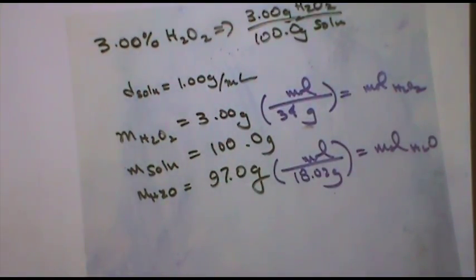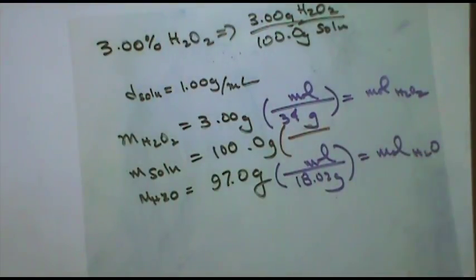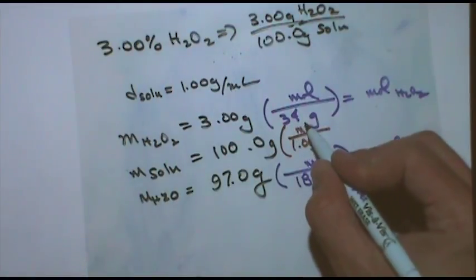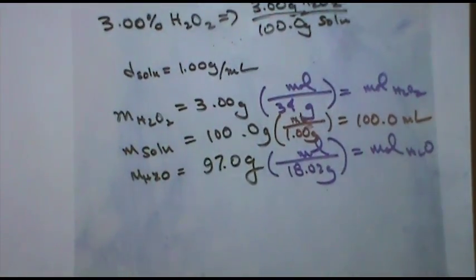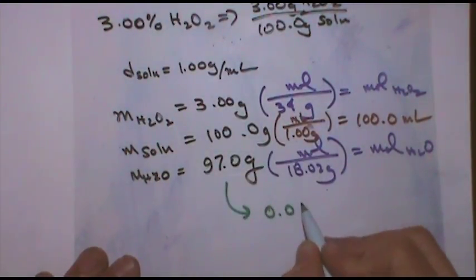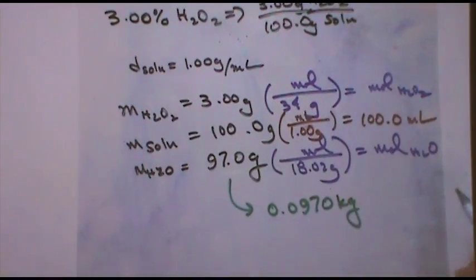And then I will also need of the solution the volume. So let's change the solution to a volume. I'm going to do that by using what? Oh, just the solution density. Gram per milliliter. That'll be 100 milliliters. You'll also want to change this to kilograms, getting ready for the molality solving.